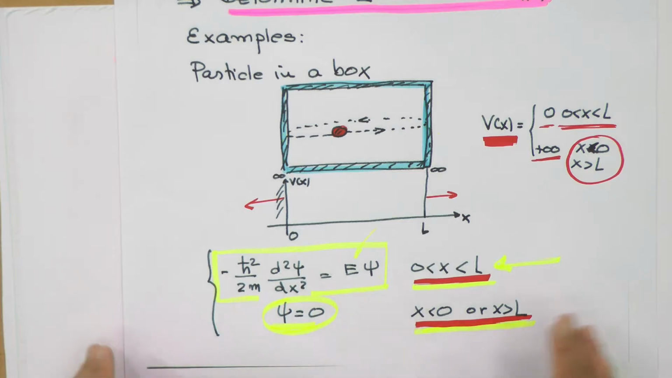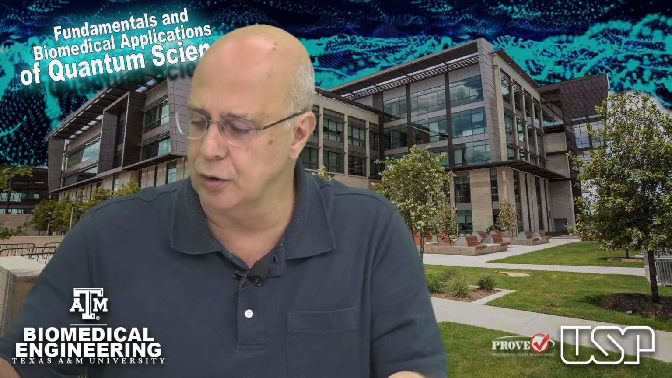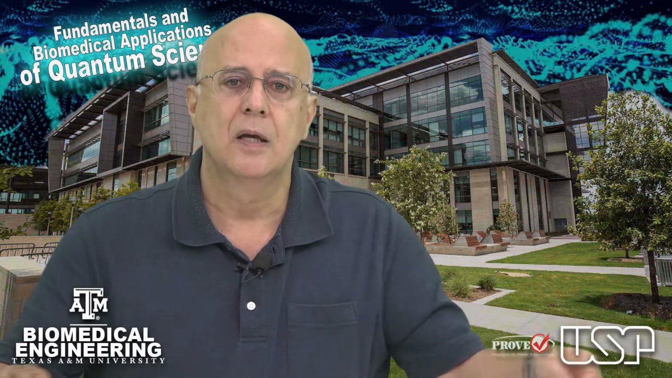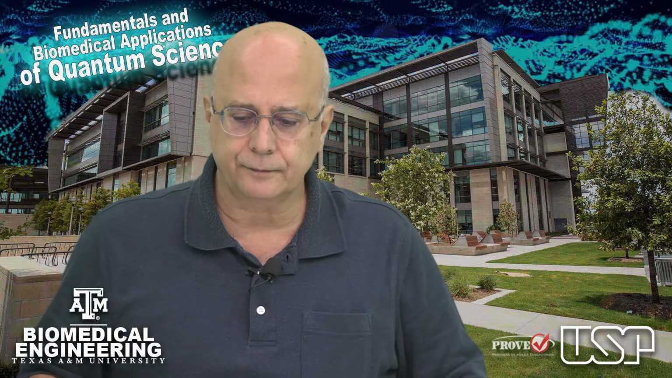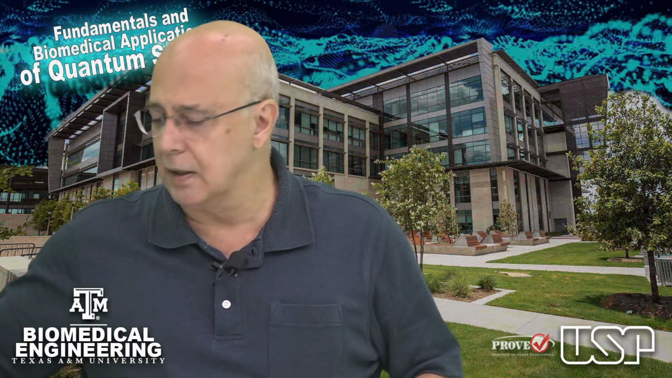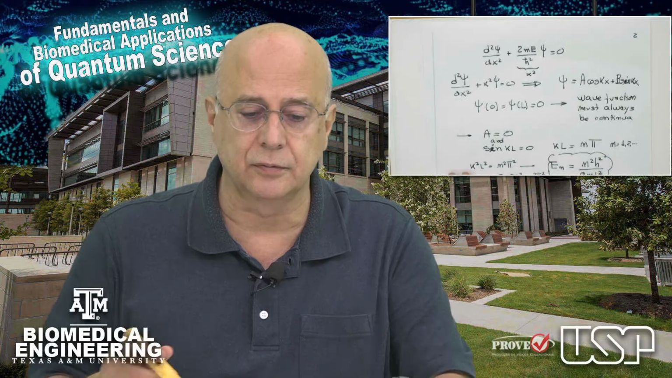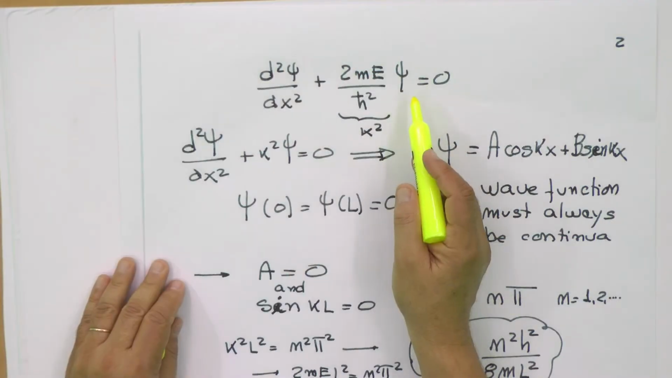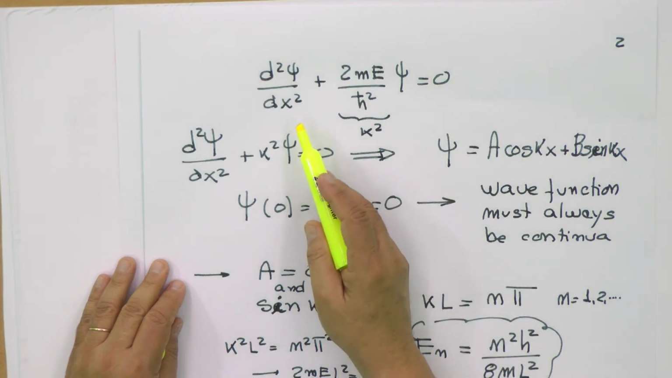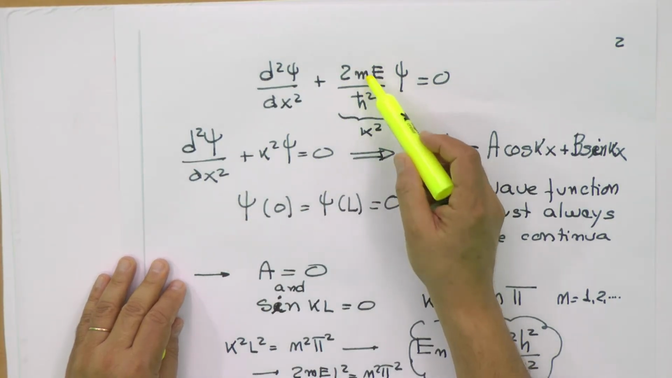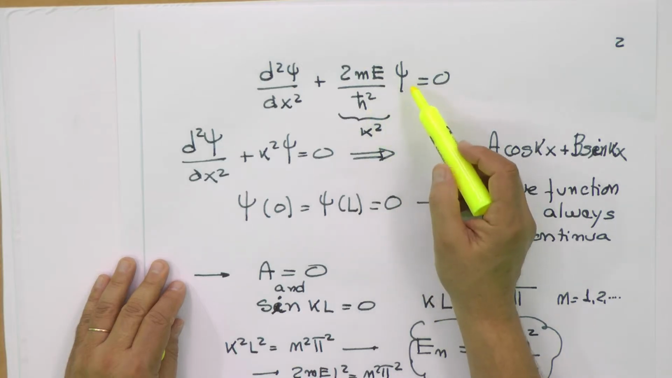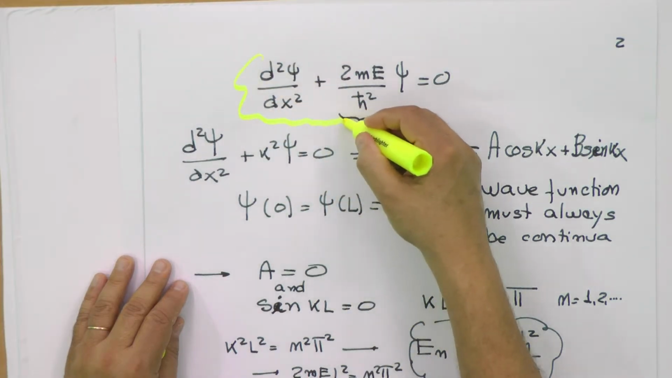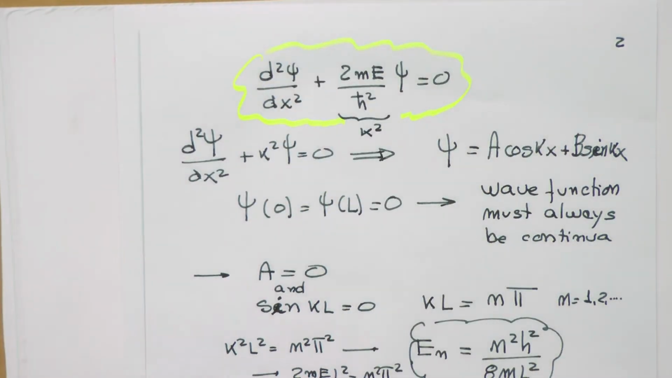Okay, so let's consider this and solve the problem. The solution is kind of nice because I'm going to rewrite the wave function equation. We take the energy and put it on the other side, multiplying by 2m divided by h bar squared, E. So what we are looking for is an equation that has a solution.